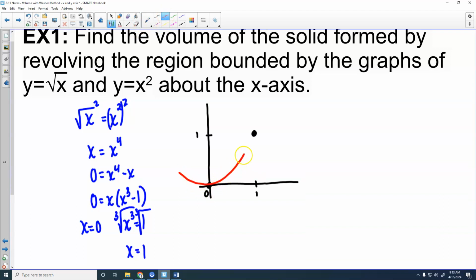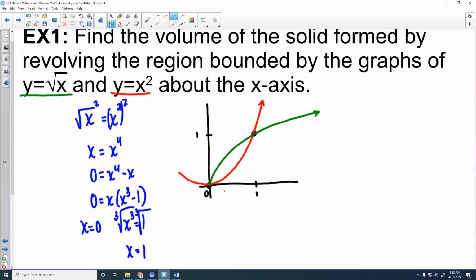I'm sorry, not square root of x. X squared looks like this. So it is concave up here. But the square root of x is not. Square root of x looks like this, and it is concave down. Yeah, you're going to have a big hole in the middle of this.